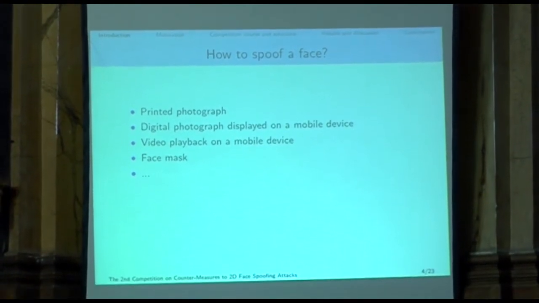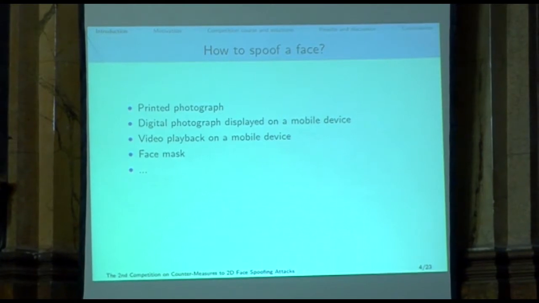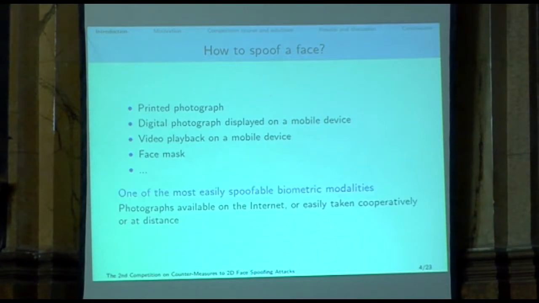For the face modality in particular, there are many ways one can spoof a face. The most common ones are presenting a printed photograph in front of the recognition system, or a digital photograph displayed on a mobile device, then video playback, 2D or 3D face masks, and so on. Some of these types of attacks you can already see at the spoofing challenge. And we can actually expect that in future we will have even more advanced types of spoofing attacks. Spoofing a face is particularly easy just because faces of people can be easily found on the internet, or they can also be taken cooperatively or at a distance.